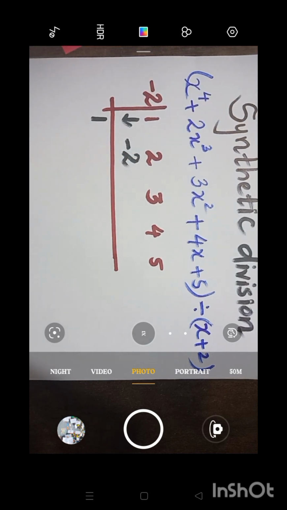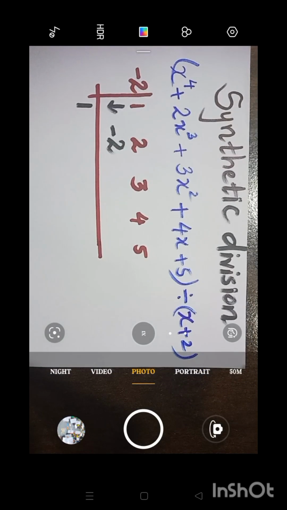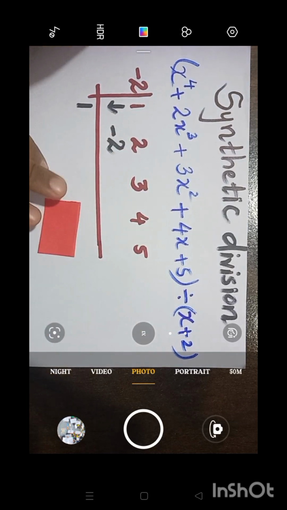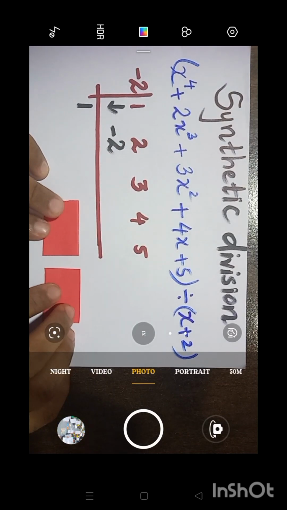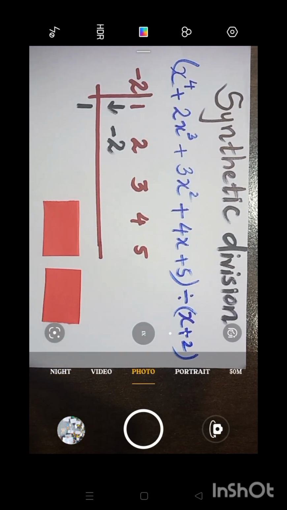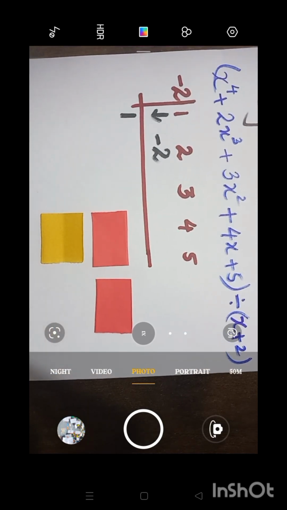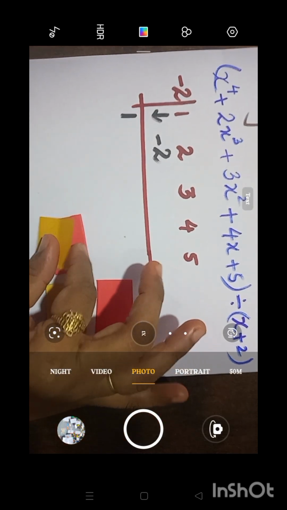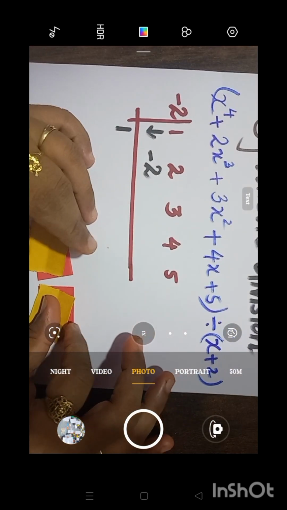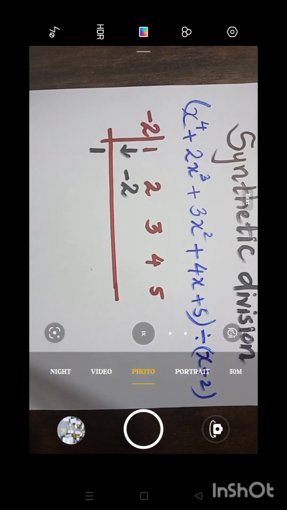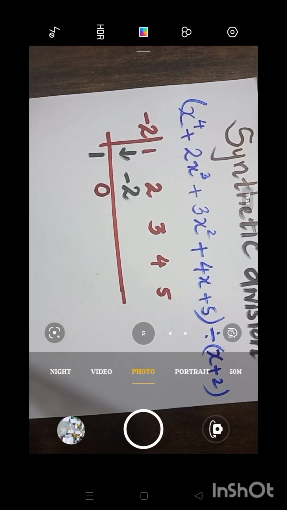Now we need to solve these two coefficients. So this is plus 2. For plus I am taking red color, and for plus 2 I will take 2 red, and there is minus 2. For negative I am taking yellow, so there would be 2 yellow. Now this positive and negative cancel each other, this positive and negative cancel each other, and nothing will remain. So everything will be cancelled and 0 will remain here.